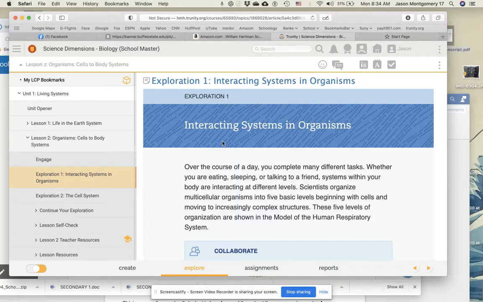Good morning, biology students. Today we're going to go over the next group of TSWs. This is going to be TSW 4 and 5, structure and functions of organs and organ systems.